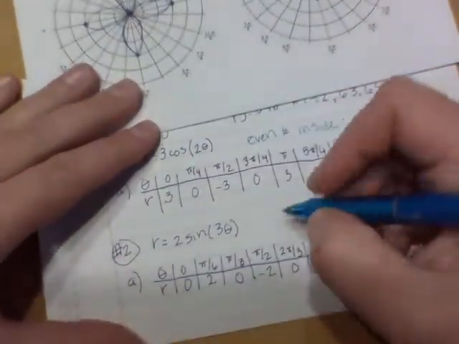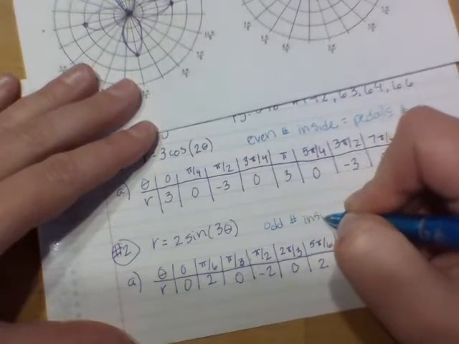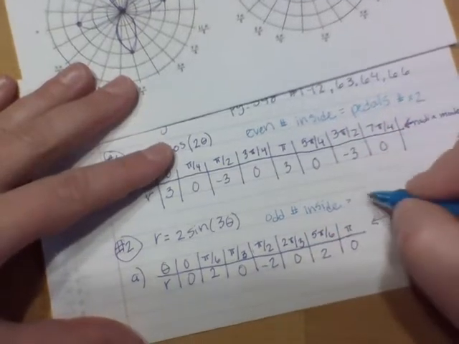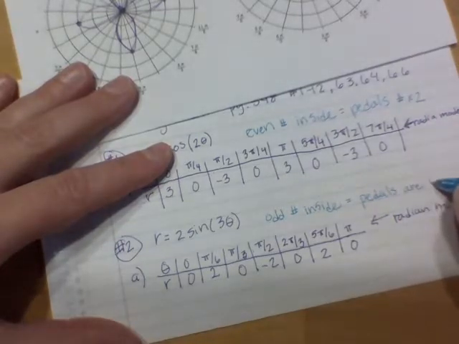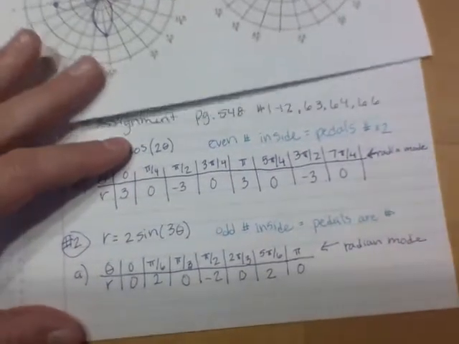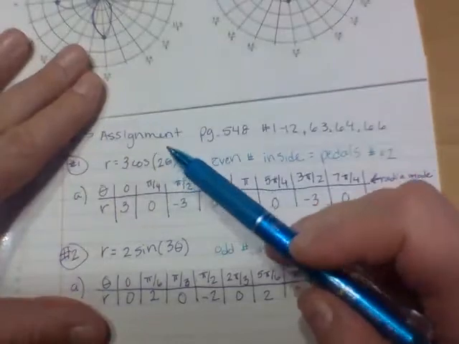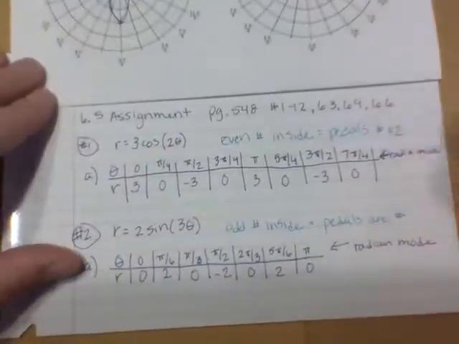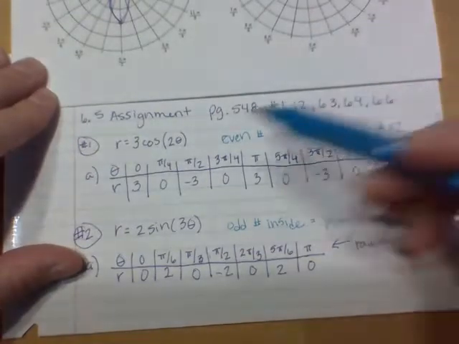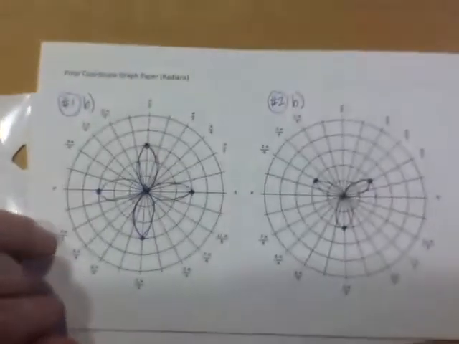What happens is if you have an odd number inside of your sine or your cosine, your petals are the number itself. So there's a 3 here, 3 petals. If there was a 5 here, there'd be 5. But if there was a 4 here, there'd be 8 for this one. So that's the idea, is that the petals times 2 happens with an even number, but the petals equal the number if it's odd. All right.